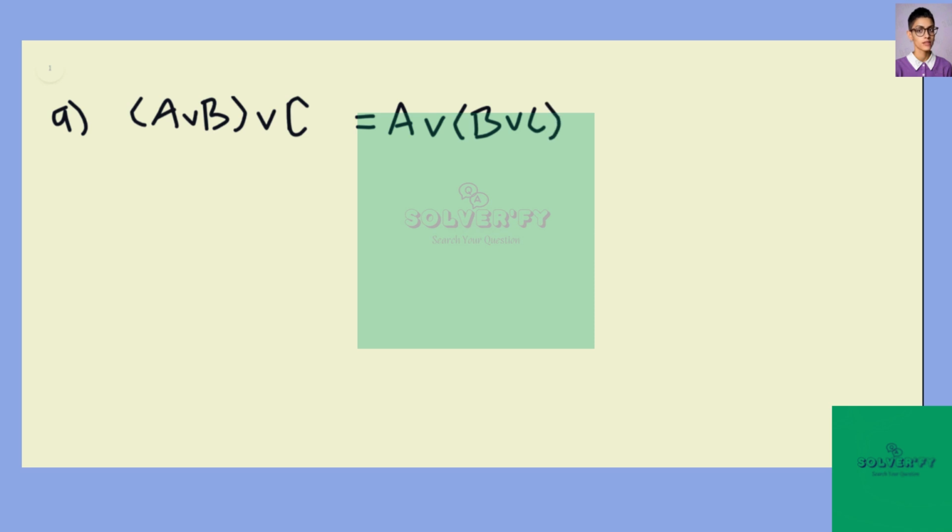Okay, so for 32 part A here, we're going to show that if we take A or B first, and then with C, that is going to be the equivalent of first taking B or C, and then taking A or the resulting matrix. Okay. And we actually do this in a kind of tricky way.